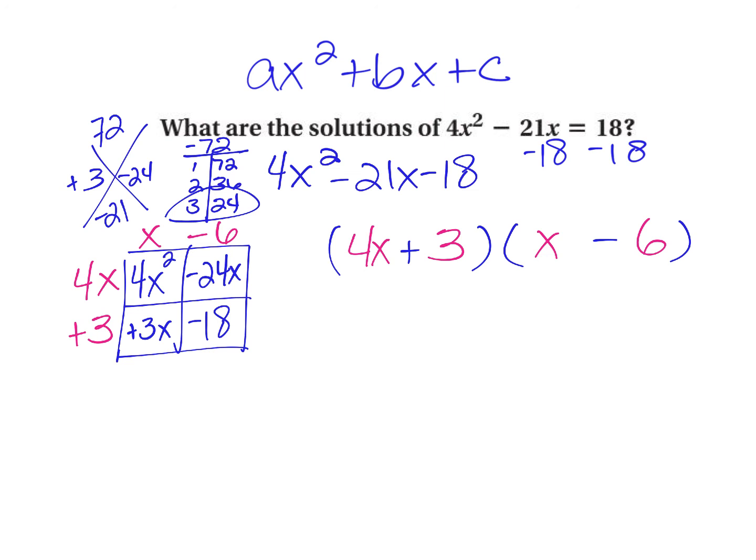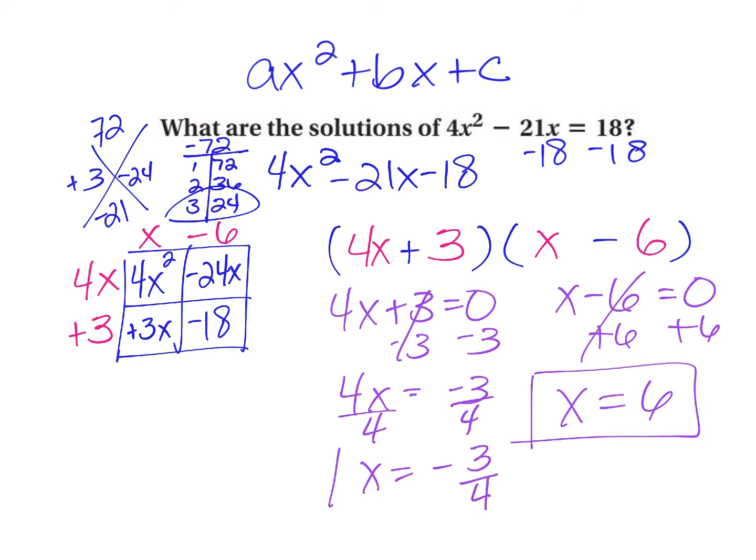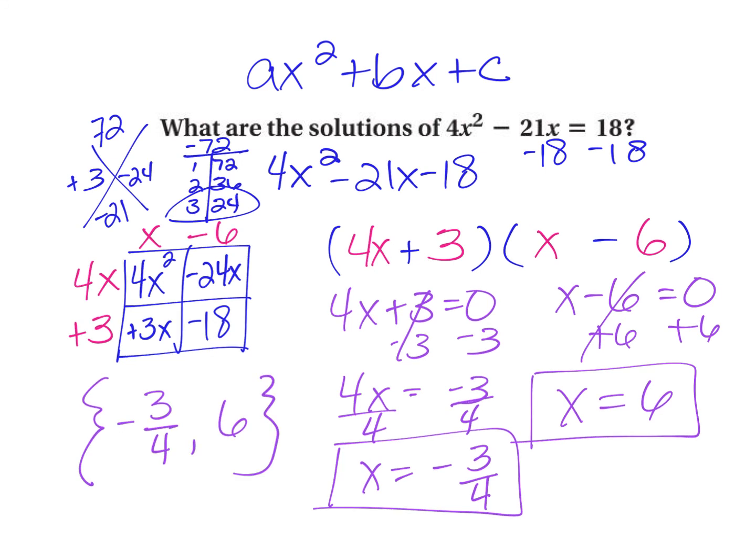In order to solve, we're going to set these equal to 0. So we have 4x plus 3 equals 0, x minus 6 equals 0. So now we just have a simple equation: x equals -3/4 here, and adding 6, x equals 6 here. Those are our two binomials solved for our solutions. If we list our solutions in brackets, it would be -3/4, 6. And again, if you were to graph it, you should see that they pass through the x-axis at those two points.